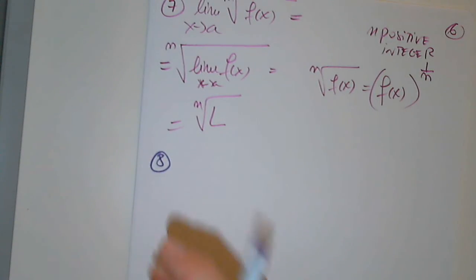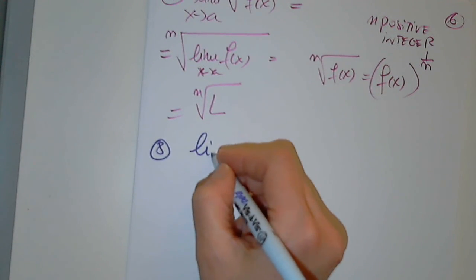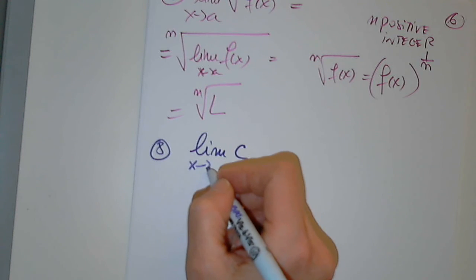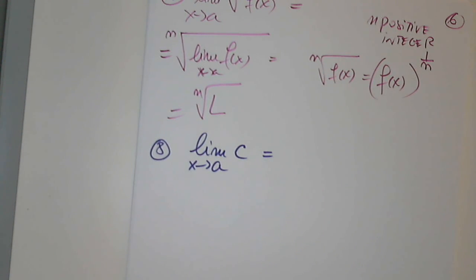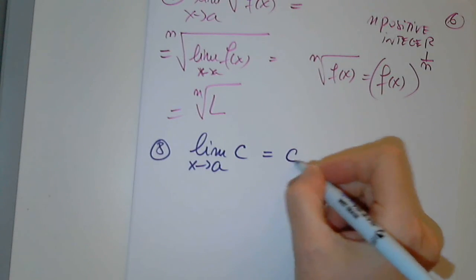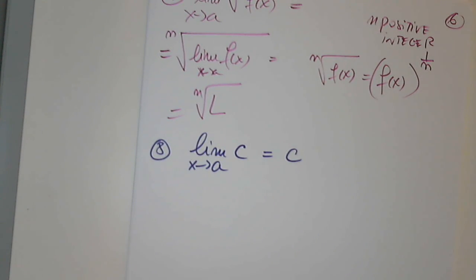So let's look at 8. The limit of a constant as x approaches a. What do you think this will be? Constant. Of course. Who cares where x is going? The constant will never change. Number 9.